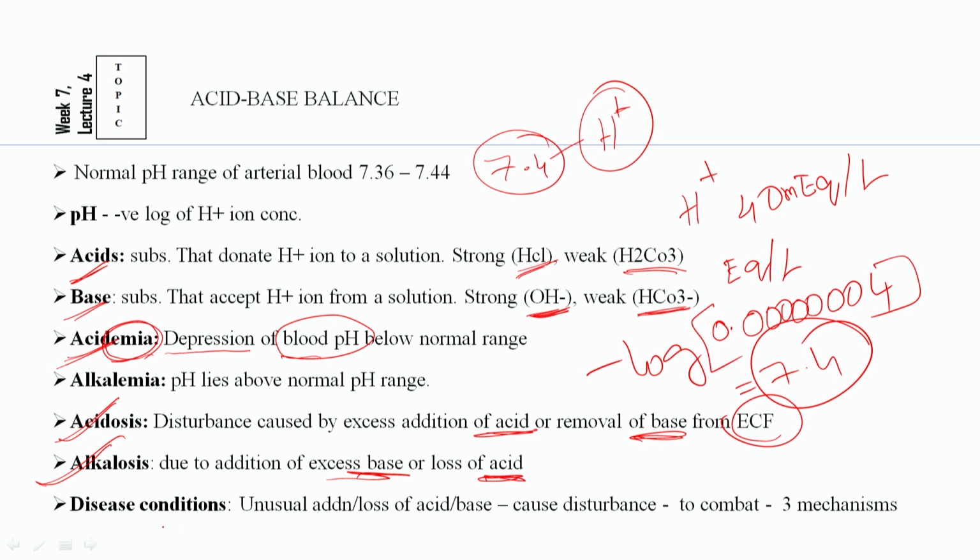Now, in disease conditions, there will be an unusual addition or loss of acids and bases in the body. When this takes place, it leads to disturbances, so acid-base balance will become acid-base imbalance. When these acid-base imbalances persist, then to combat that, the body will perform three important mechanisms by which it will try to bring it back to normal.